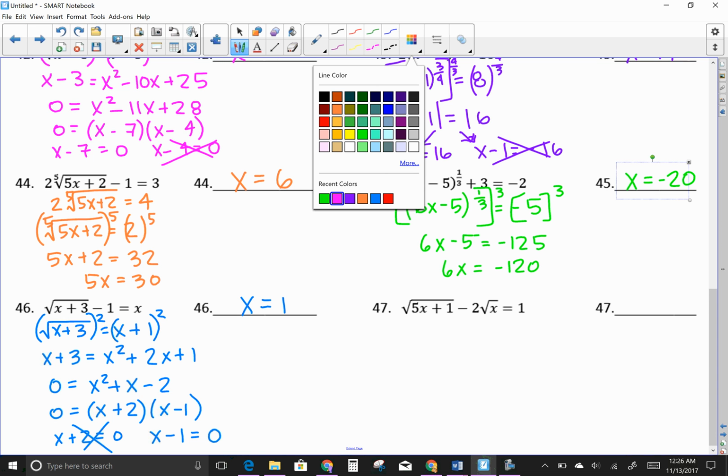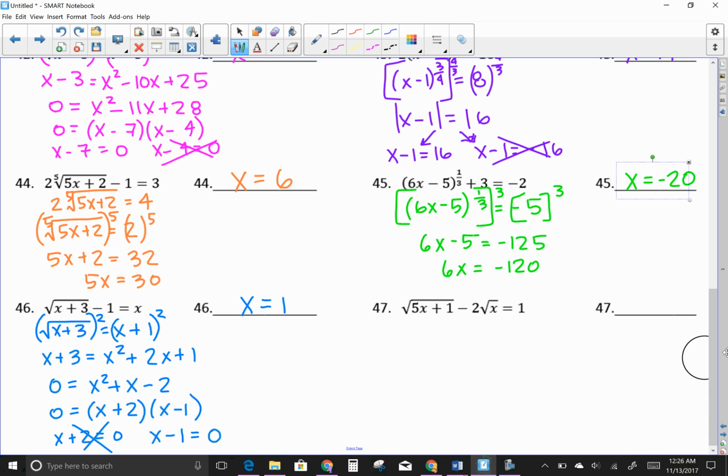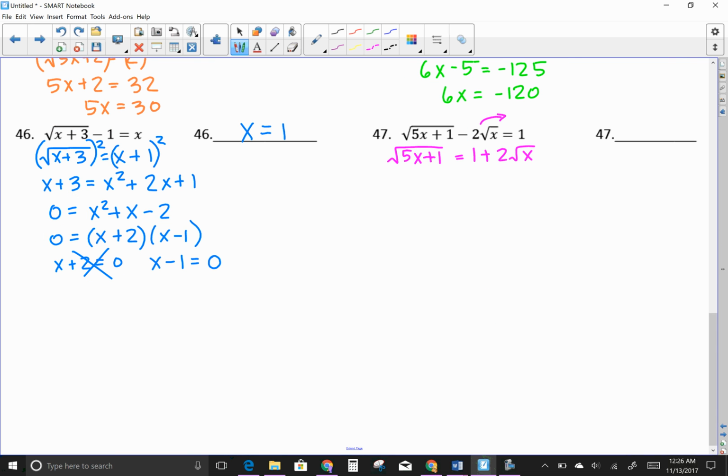All right. Oh, look at this one. So this one here, y'all, has 2 radicals, and we talked about that. Get the one that looks a little bigger all by itself. So I'm going to take this to the other side. So that gives me the square root of 5x plus 1 equals 1 plus 2 square roots of x. I'm going to raise this up a little bit so I have more room. Okay, and now I'm going to square both sides.